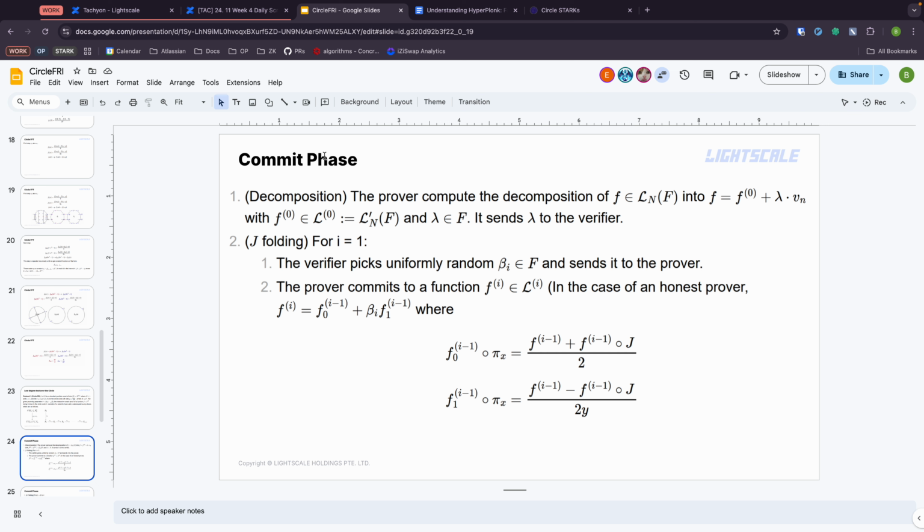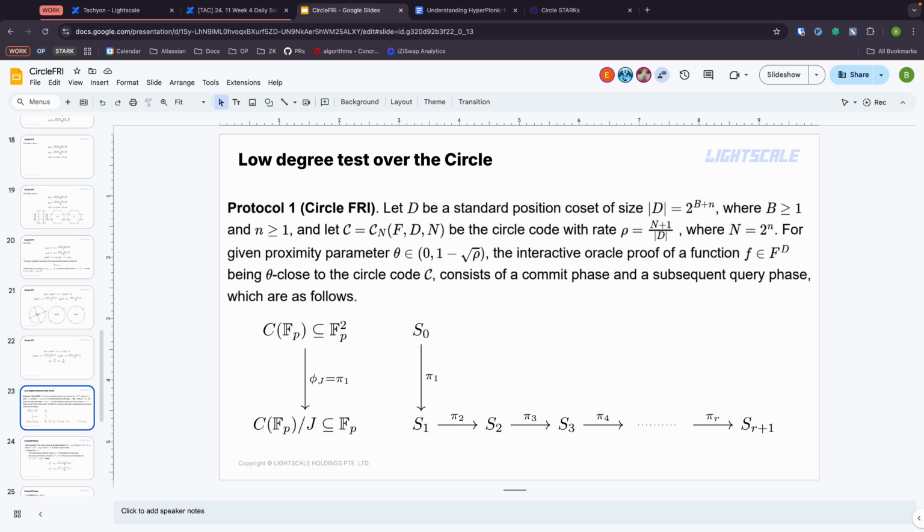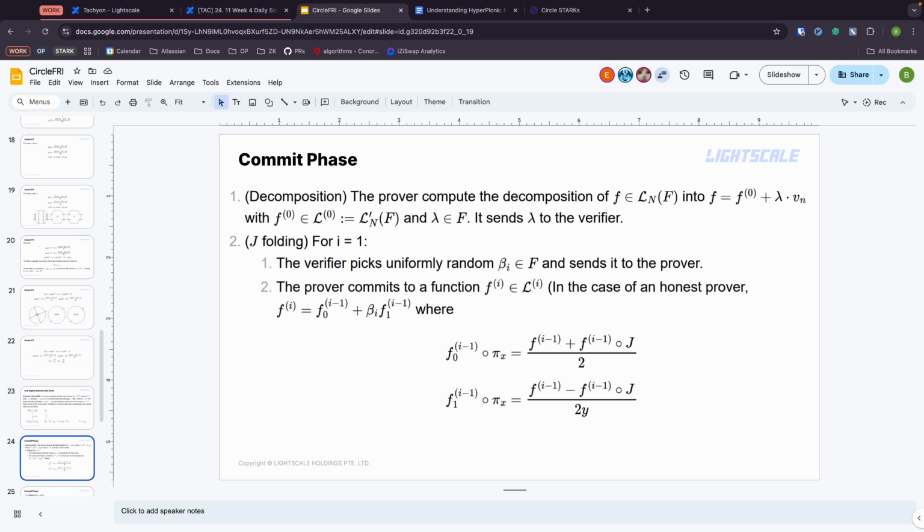Question: shouldn't the final S be SR? Yes, we have it. Oh right, this should be R. Actually, this is from the paper. That's why I would have written L0, the traditional notation, right? The evaluation domain of step 0 is written as L0, L1, etc., but here they use S0. Okay, I'll just put a comment.